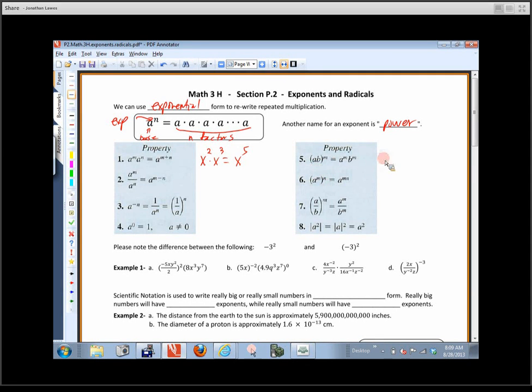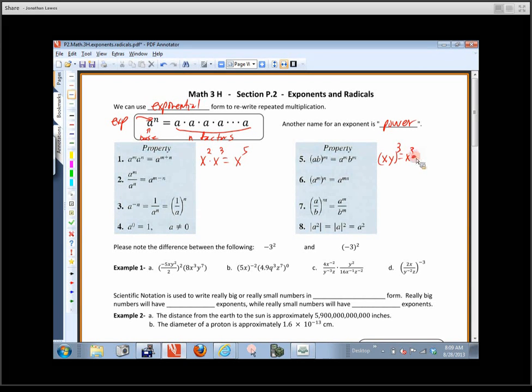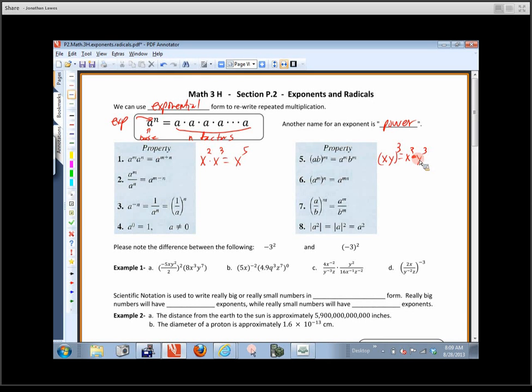Okay, so an example would be xy raised to the third. You can write it as x to the third times y to the third. If it had been x plus y raised to the third, could you do this? X to the third plus y to the third? Nope, can't do that. Classic mistake, please make sure you don't do that.